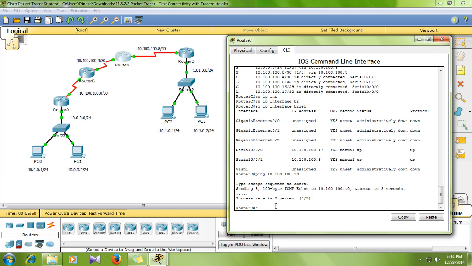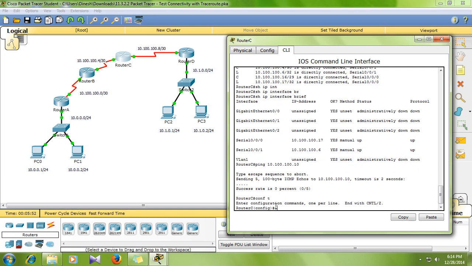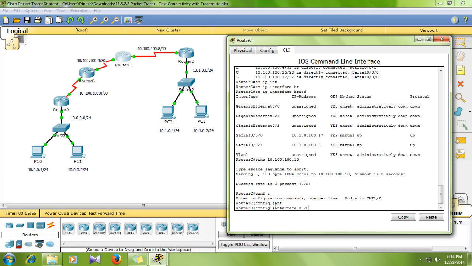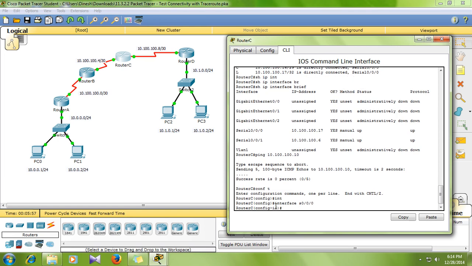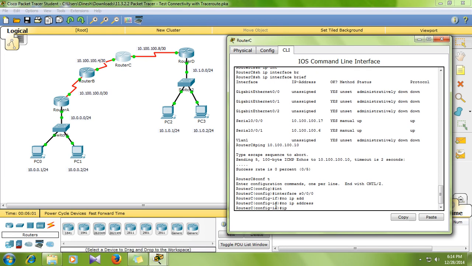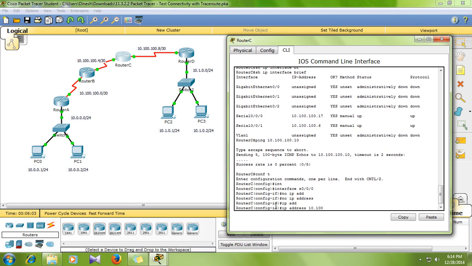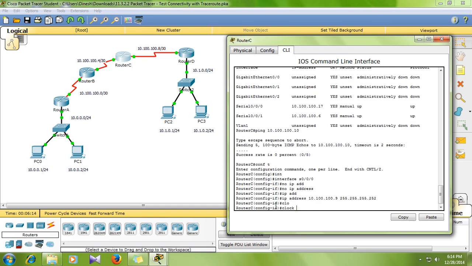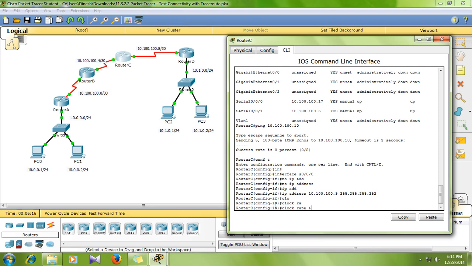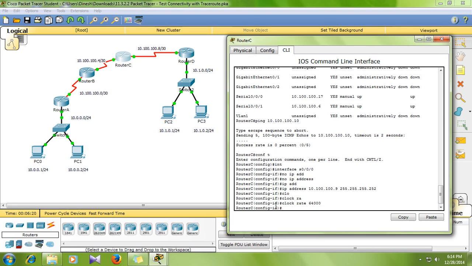Go to the interface serial 0/0/0. No IP address, then 10.100.100.9. The subnet mask should be 255.255.255.252 because it's /30. Set the clock rate; the clock rate needs to be set on the DCE interface. Right, this is the DCE.